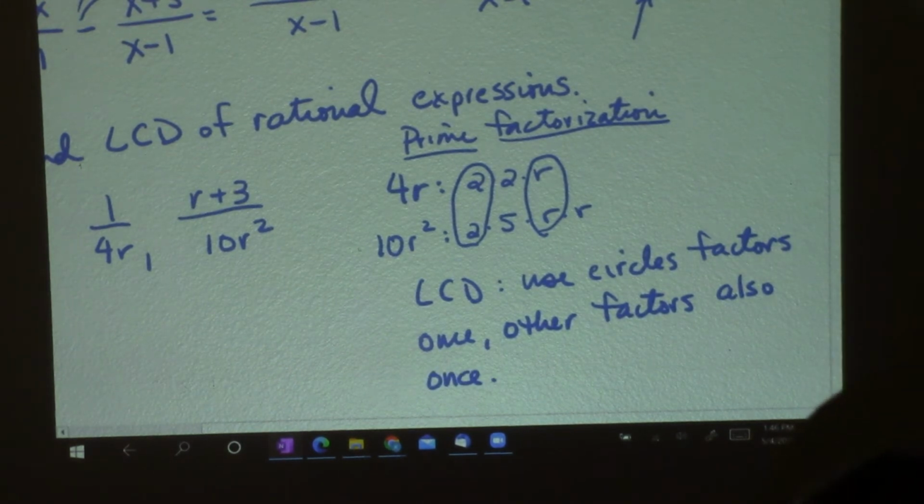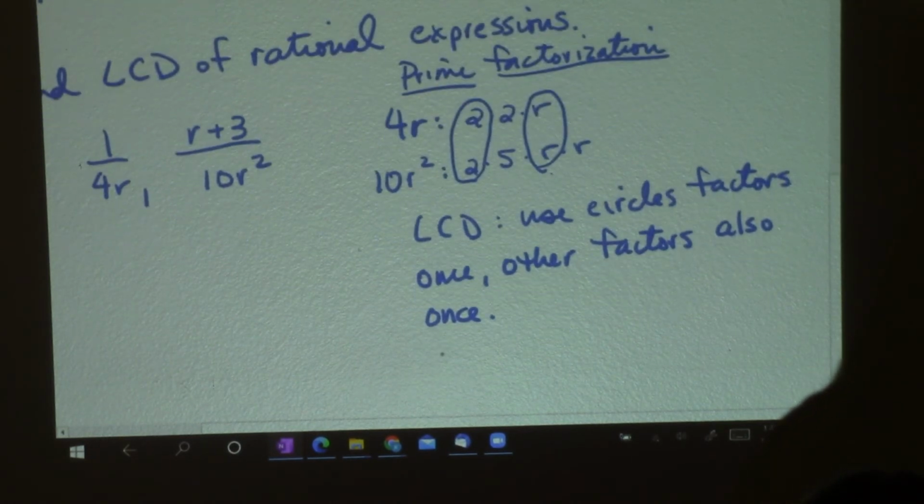Okay, now that sounds kind of strange, but you have this 2 here and you have this 2 there. So actually, that's 2 2's, isn't it? I'm only going to use one of them. I have 2 r's here that are circled. In my least common denominator, I only use one of those circled r's.